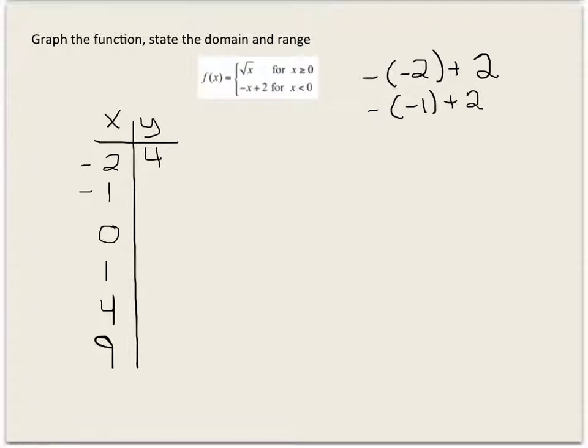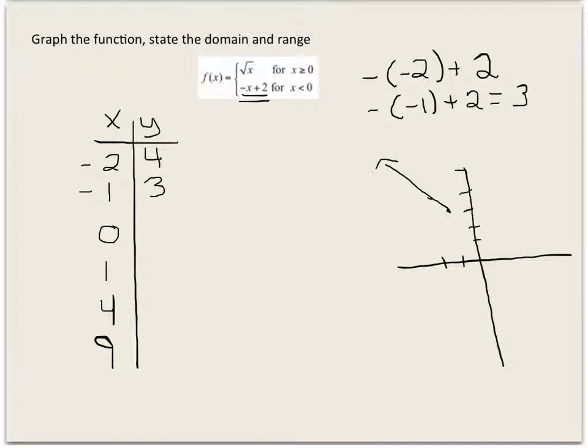plus 2 is 3. Now hopefully you also realize that that's a linear function. We talked about that a second ago. So you don't really need to plug in too many values there to know what's going on. At negative 2, I'm going to be at 4. At negative 1, I'm going to be at 3. That pattern, since it's a line, would continue that way.